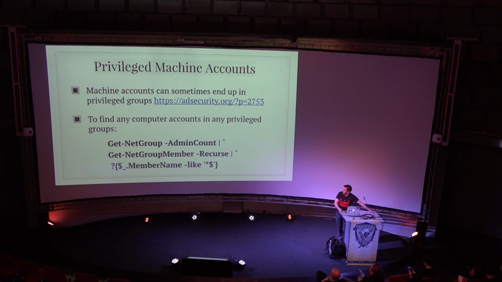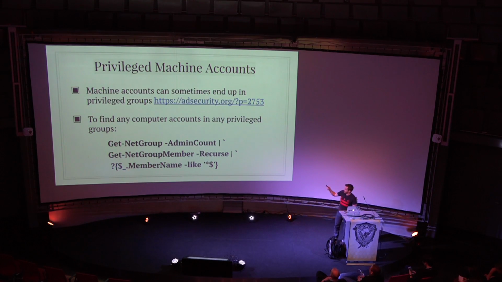Another thing we sometimes see are privileged machine accounts. Machine accounts can sometimes end up in privileged groups, which Sean Metcalf on AD Security, that link, has a really cool post about, and the implications of it. What this means is if you can compromise a particular machine, you can occasionally take that machine account, as opposed to a user account, and use it to compromise large components of the domain.